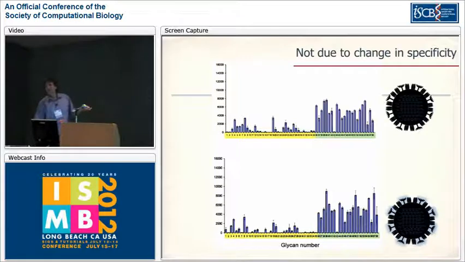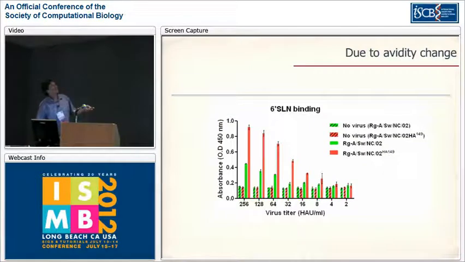This is a glycan-erase assay showing that the difference is not due to a change in specificity. This is the parent and this is the mutant, and basically you see that the profiles are similar, so it doesn't matter exactly what it is, but that's not the question. What it really is, and this slide shows that, is a change in increased avidity.